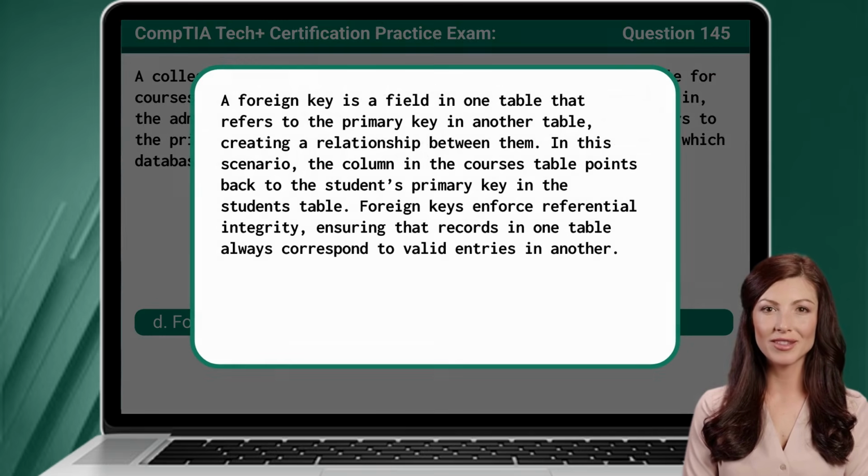A foreign key is a field in one table that refers to the primary key in another table, creating a relationship between them. In this scenario, the column in the courses table points back to the student's primary key in the student's table. Foreign keys enforce referential integrity, ensuring that records in one table always correspond to valid entries in another.